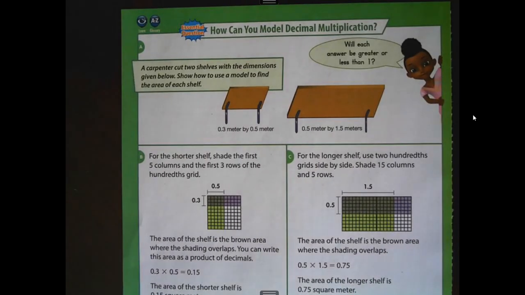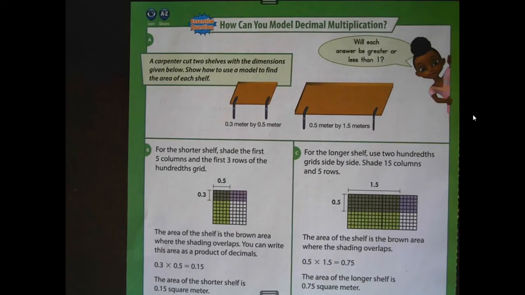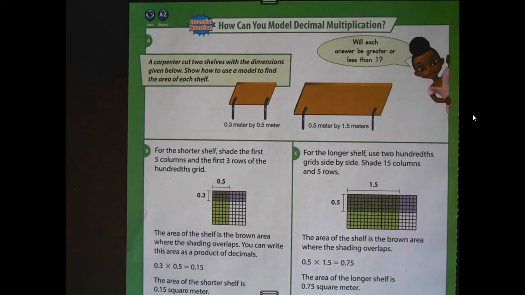On page 190, we're going to take a look at our essential question that's going to guide us through this lesson. We want to make sure that we know how to model decimal multiplication. We need to understand the models, and in conjunction with that, we're going to talk about just the standard algorithm. The visual learning scenario has a carpenter who cut 2 shelves with the dimensions given below.